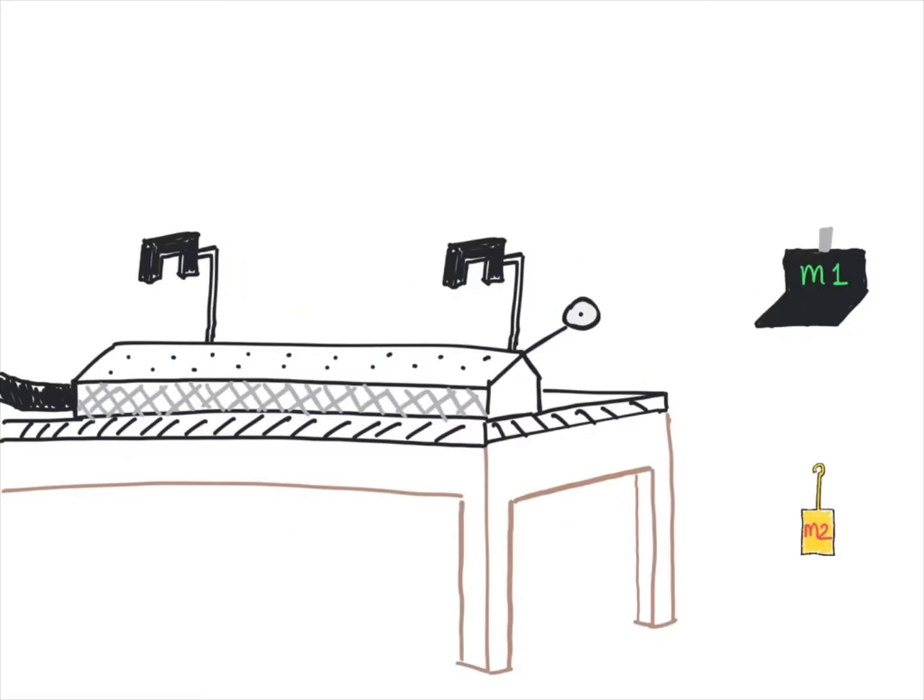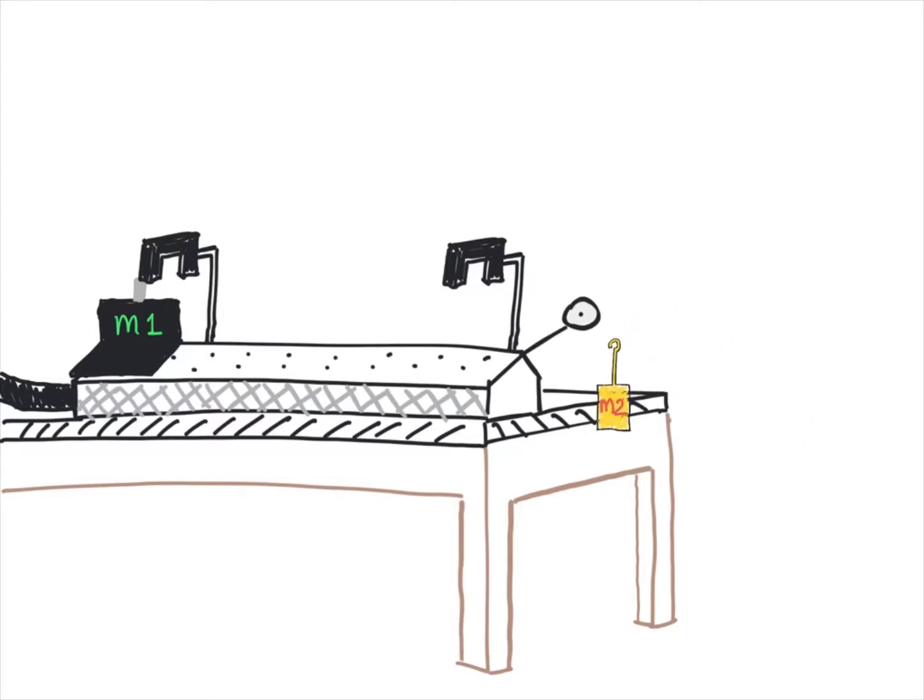So here we have our experimental setup. It consists of two masses, mass 1 and mass 2. Mass 1 is the air cart, and the air cart will be placed on the air track, before the air is forced through the air track. Mass 2 will be connected to a thin, light string that will be wrapped around mass 1, placed over a pulley, and connected to mass 2.